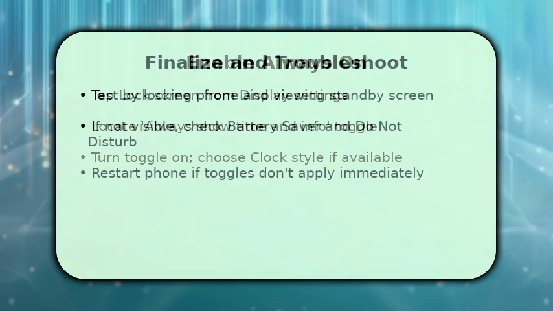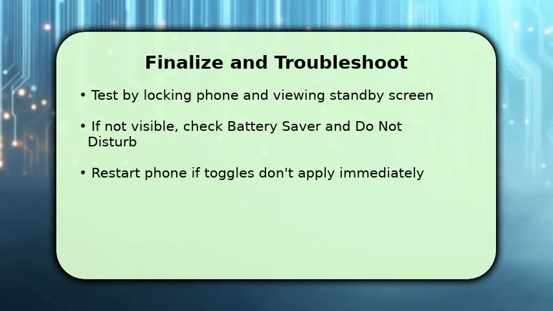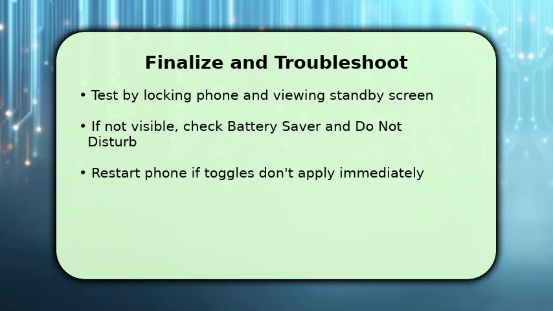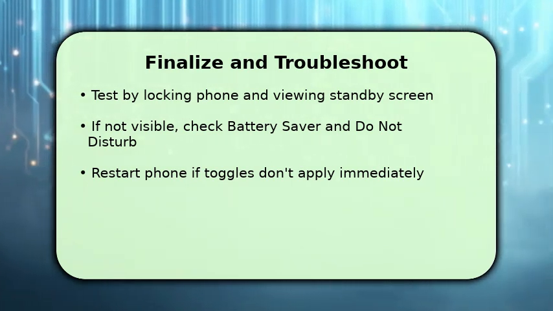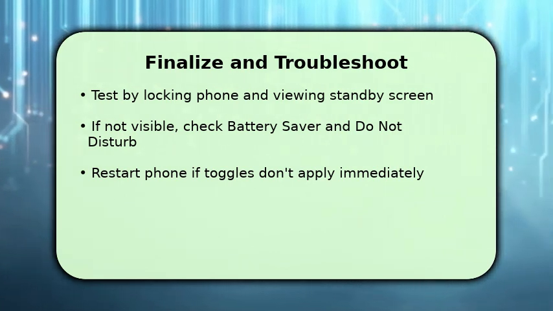Finish by locking the phone and checking the ambient display. You should see the chosen clock and info. If you don't, make sure battery saver and adaptive battery settings aren't blocking background display. Turn them off temporarily to test. Also verify Do Not Disturb isn't suppressing notifications shown on the AOD.